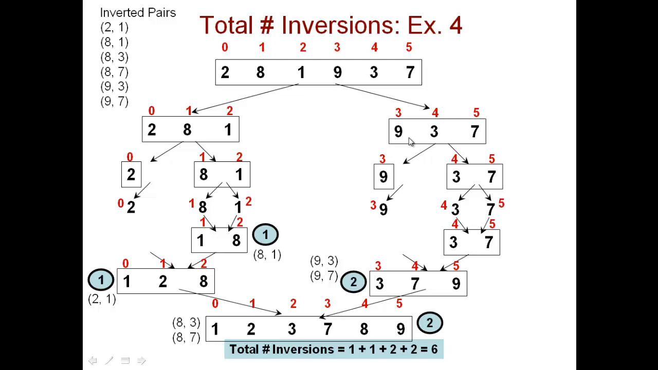Now for 9, 3, 7, we'll similarly split it as 9 and 3, 7, and 9 is sorted already. 3, 7 splits as 3 and 7, and now we are merging 3 and 7 at index 4 and 5. Now 3 is not greater than 7, so there's no inversion. So simply write down 3 and then write down 7. That's sorted. So now we are merging 9 with 3, 7.